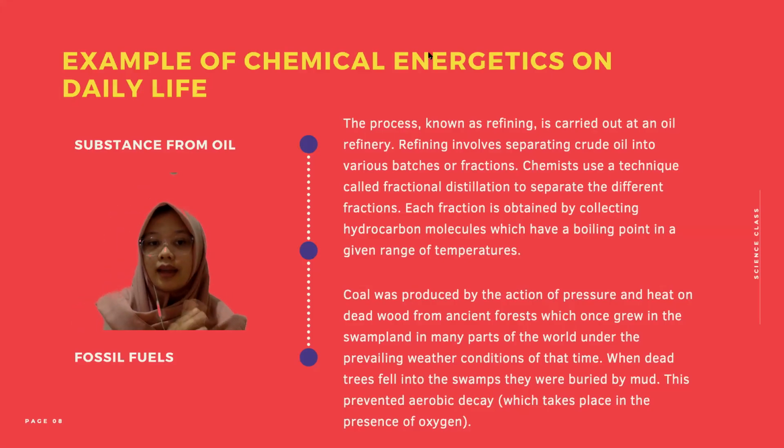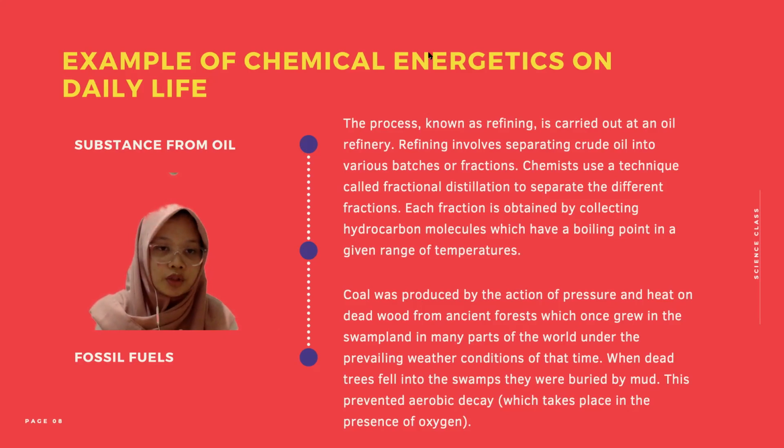Examples of chemical energetics in daily life. First, we have substances from oil. The process known as refining involves separating crude oil into various batches or fractions. Chemists use a technique called fractional distillation to separate the different fractions. Each fraction is obtained by collecting hydrocarbon molecules which have a boiling point in a given range of temperature. Why is it called an example of chemical energetics? Because, as you can see here, it needs a boiling point. So to separate substances from oil, it needs a boiling procedure, in which heat is involved.